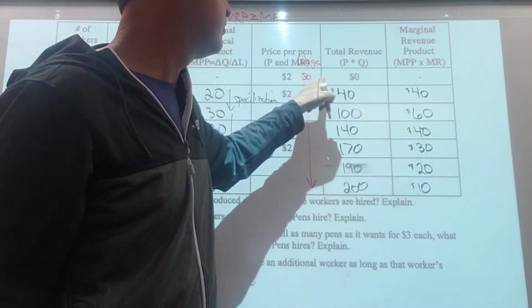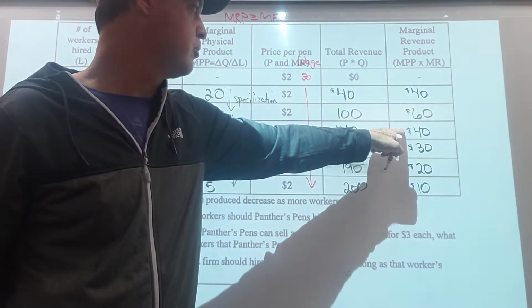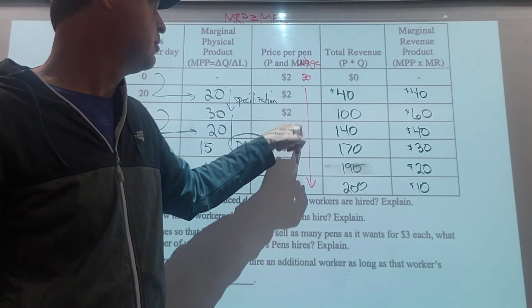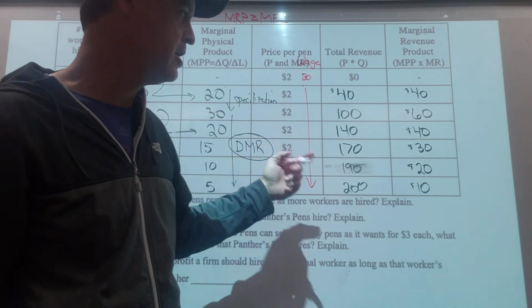So this worker brings in 40, costs me 30. Second worker brings in 60, costs me 30. Third worker brings in 40, costs me 30. Fourth worker brings in 30, costs me 30. Go ahead and hire them. It's greater than or equal to.